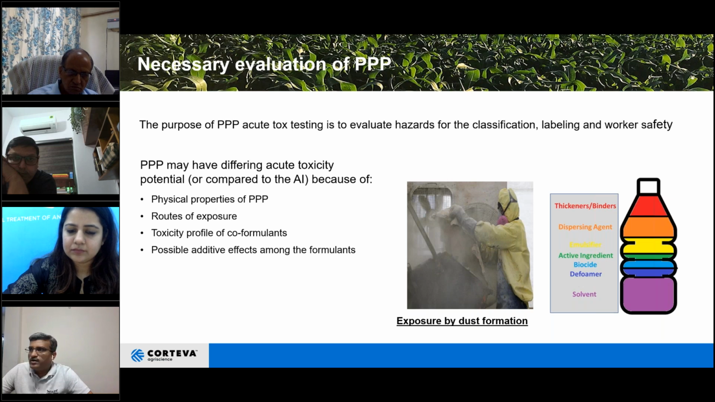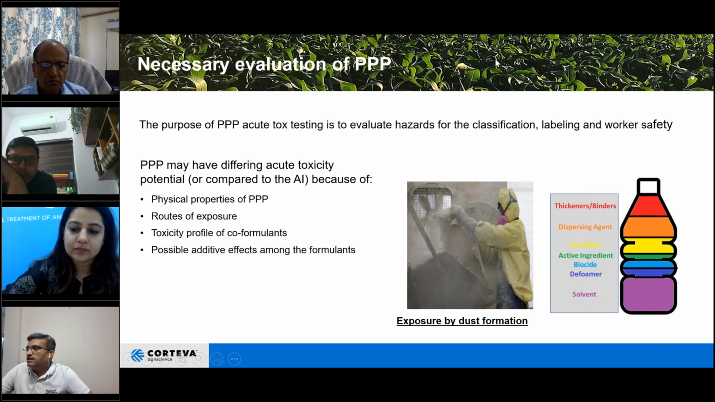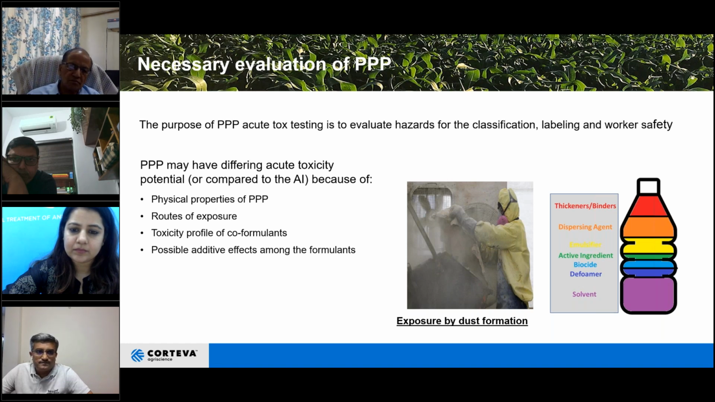Toxicity profile of co-formulants. The formulation will have co-formulants like thinners, binders, solvents, emulsifiers. They will contribute to the overall toxicity of the formulation, and there may be a possibility of additive effects of formulation ingredients that are also a reason for differing acute toxicity potential.